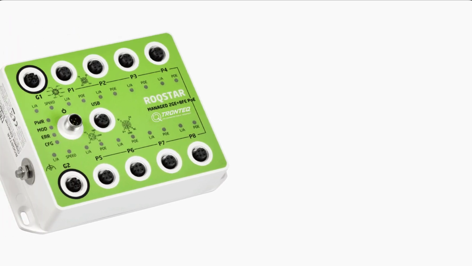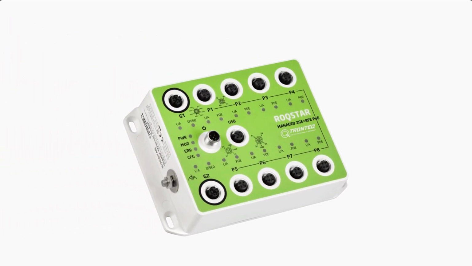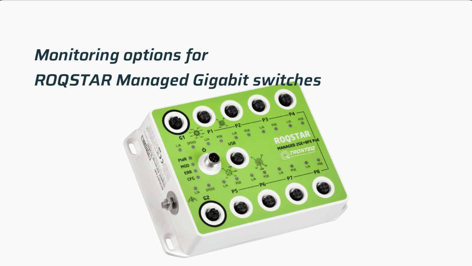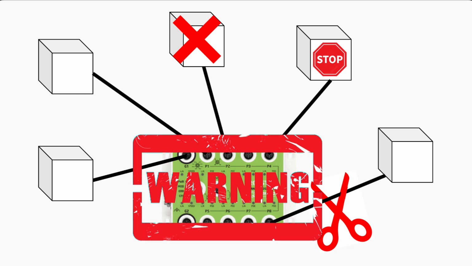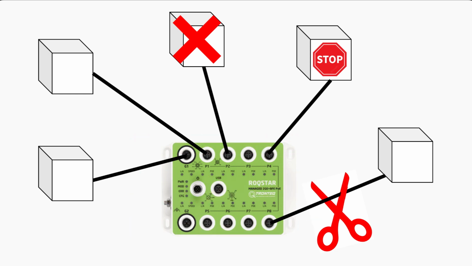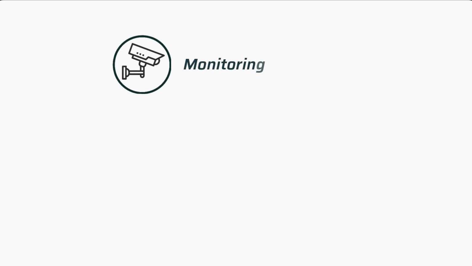Welcome to this video. This time we are looking at the monitoring options of our Managed Gigabit Ethernet switches. Sometimes equipment fails, whether it's because of broken hardware, some device not booting up properly, or a mechanical issue with the cable. So it's a good idea to notice any failure quickly and then have the information necessary to evaluate the problem and solve it.